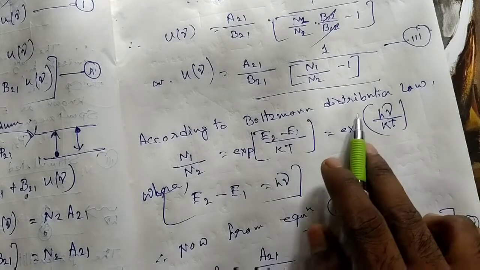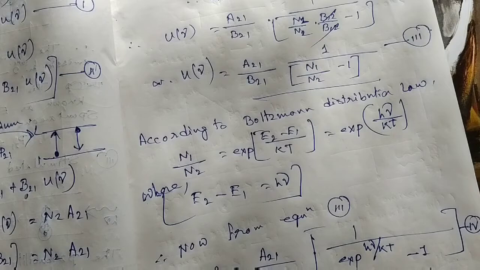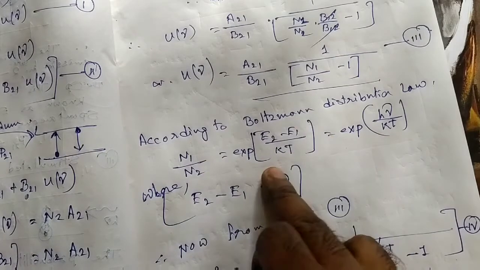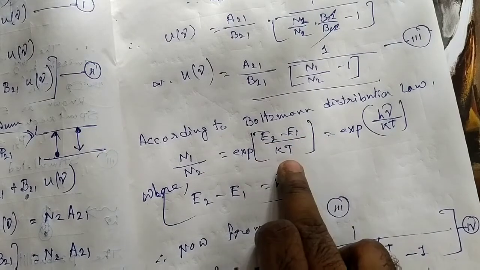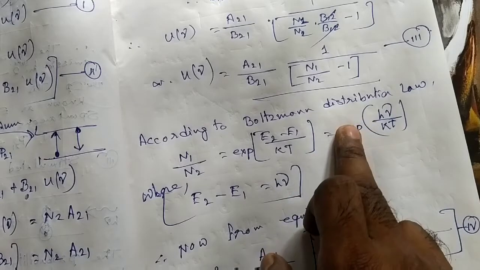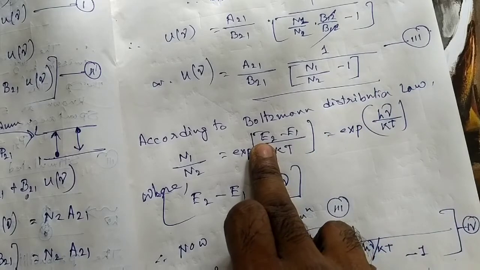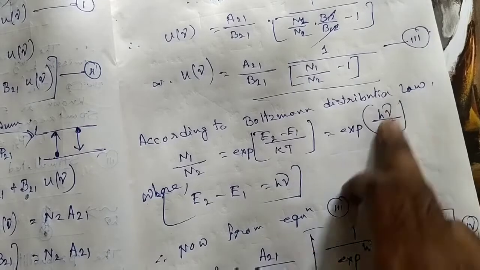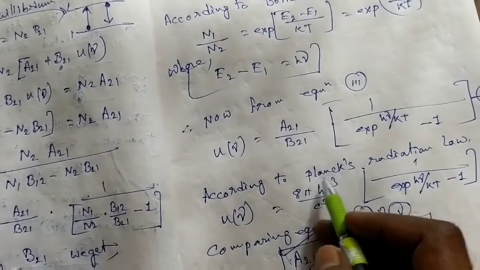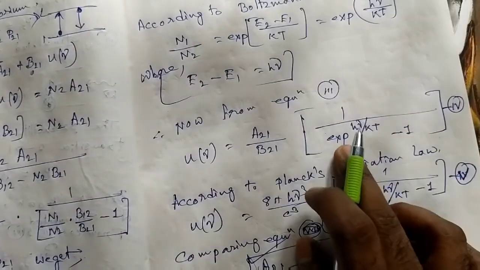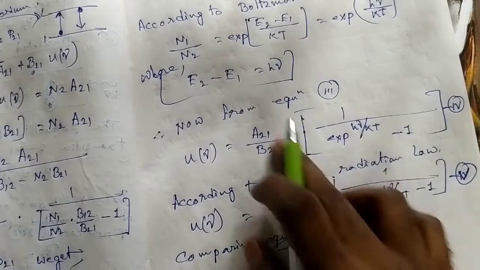According to the Boltzmann distribution law, because in the case of a laser we take the atom as a gas molecule, we use Maxwell-Boltzmann statistics. The Maxwell-Boltzmann distribution law is written as exponential of minus E2 minus E1 by kT. The transition energy E2 minus E1 is defined by h nu, the external energy. So putting in the value, N2 by N1 is exponential of minus h nu by kT from the Maxwell distribution law.